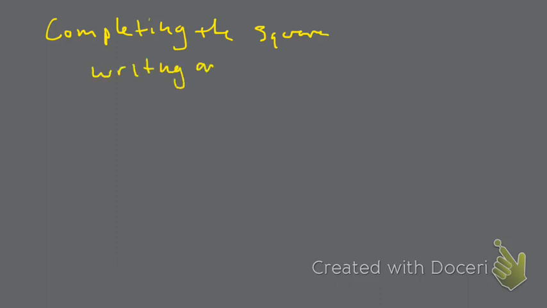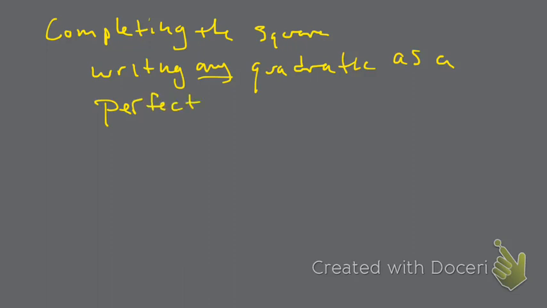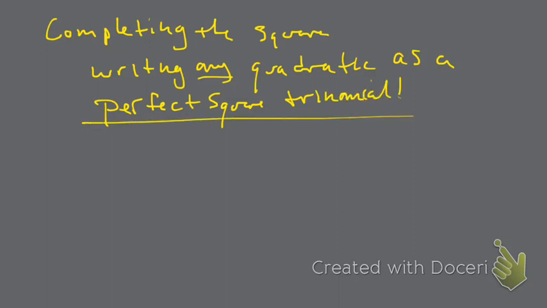So completing the square is really just all about writing any quadratic as a perfect square trinomial. Now, perfect square trinomials are really nice because we can factor them pretty easily. Let's just go through a couple of quick examples like we've seen in the past.